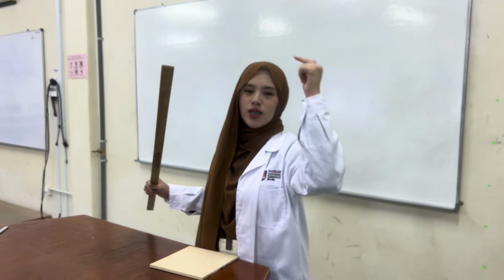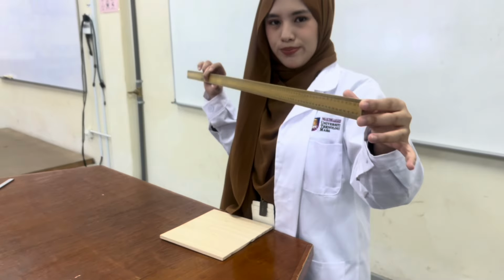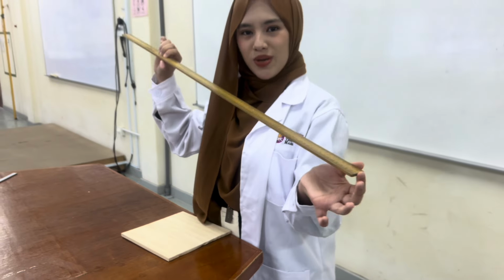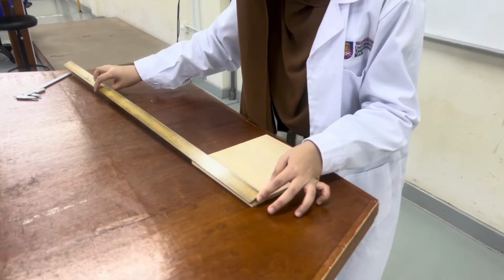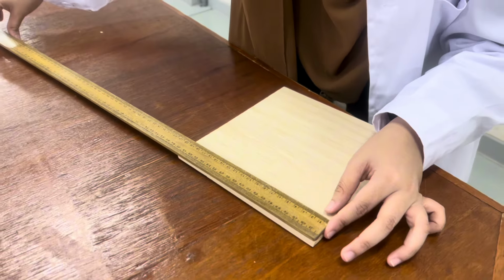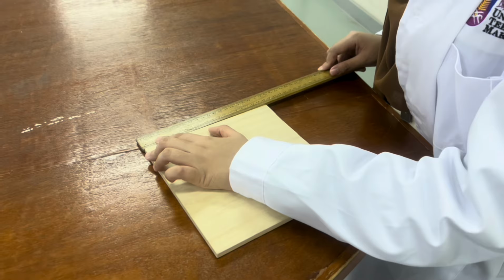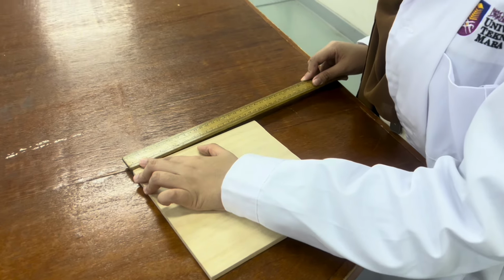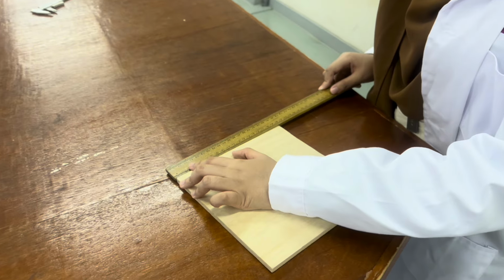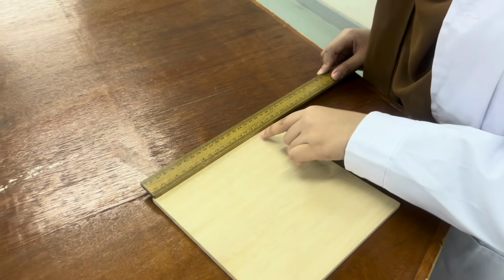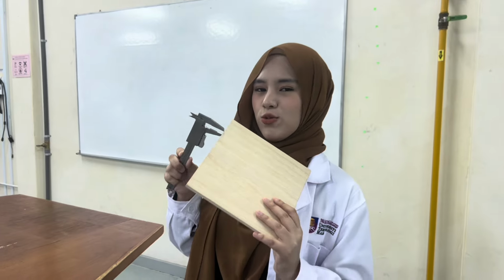Hello everyone, so right now I am using a meter ruler to measure the length of the plywood. Up next, I am using a meter ruler to measure the width of the plywood. So right now I am using a vernier caliper to measure the height of the plywood.